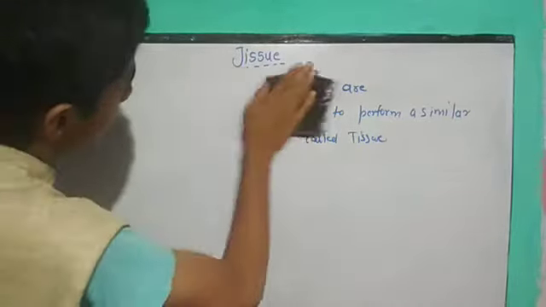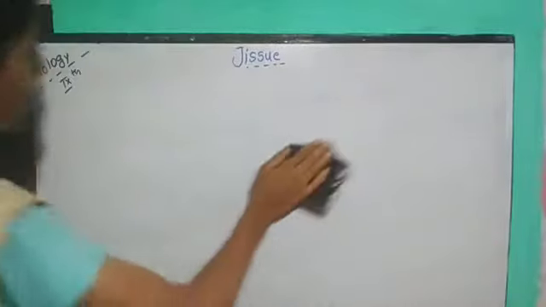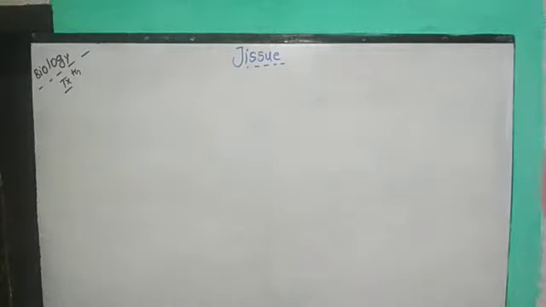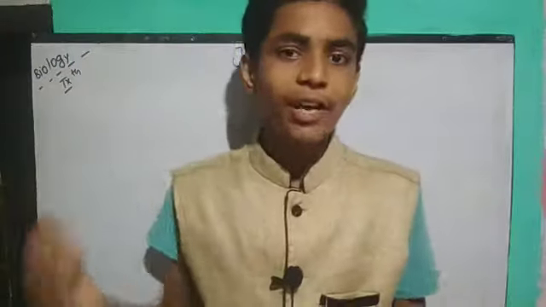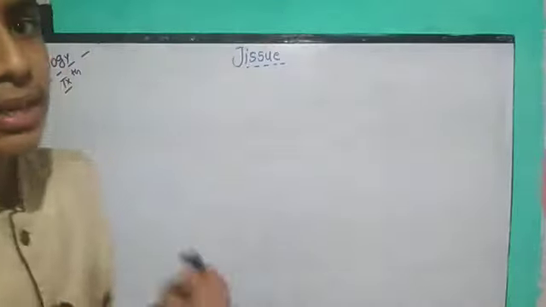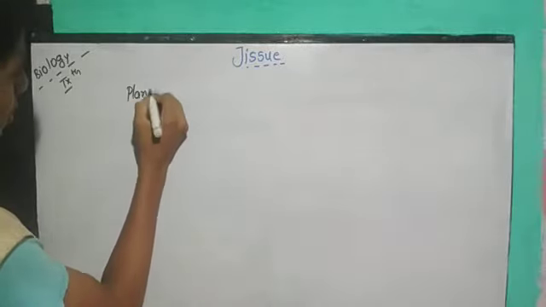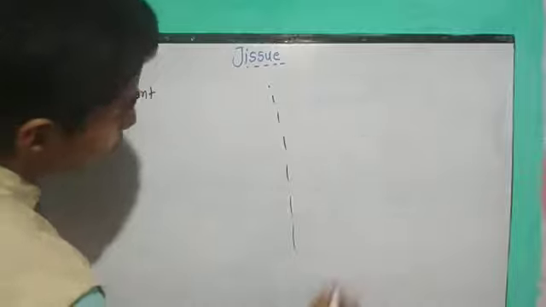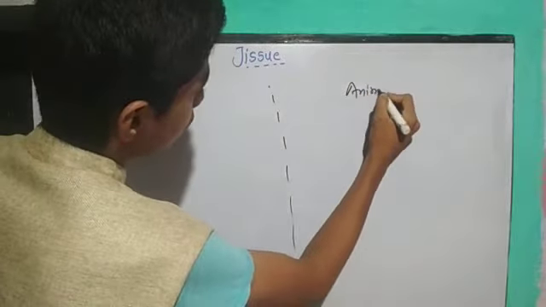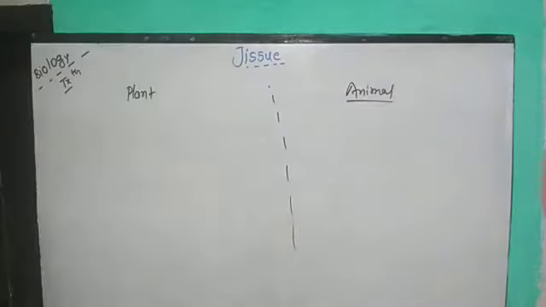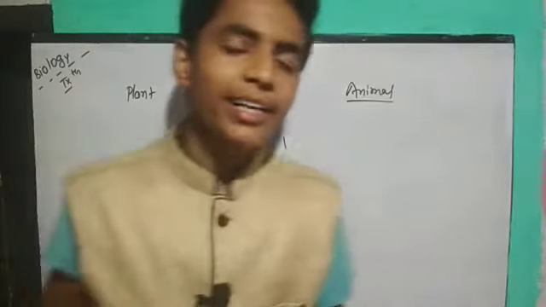Now let me tell you one more thing: here we will only study two important kinds of organisms. One is plant and one is animal. Now let me differentiate between plants and animals, because with that differentiation it will be easy to differentiate plant tissues and animal tissues.